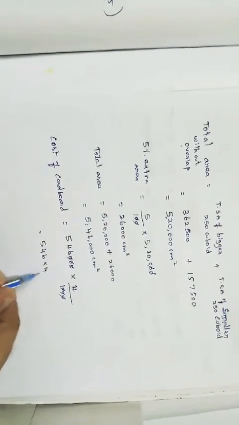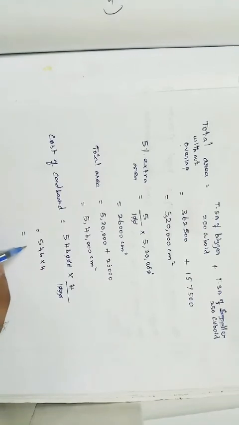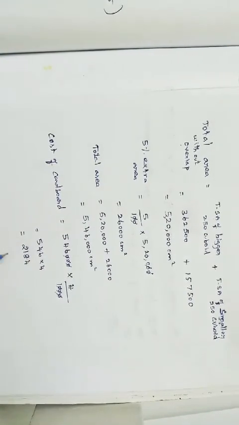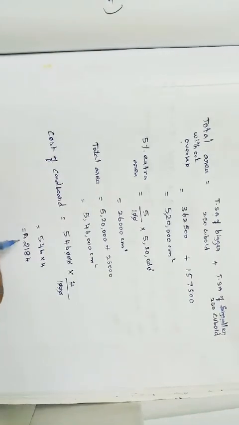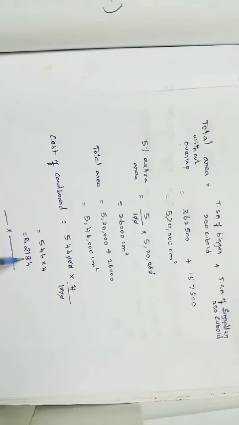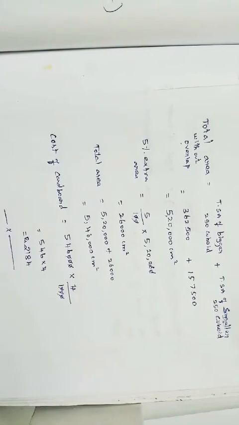546 into 4 is equal to 2,184. Therefore, the cost of the cardboard is equal to rupees 2,184. Right? Understood?